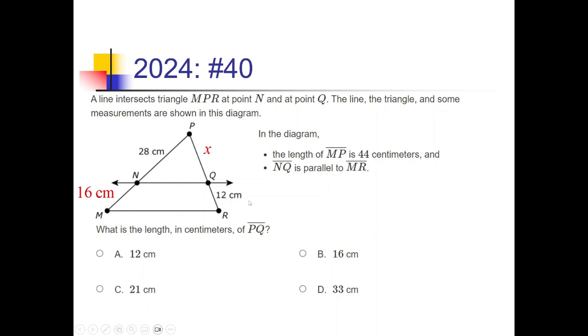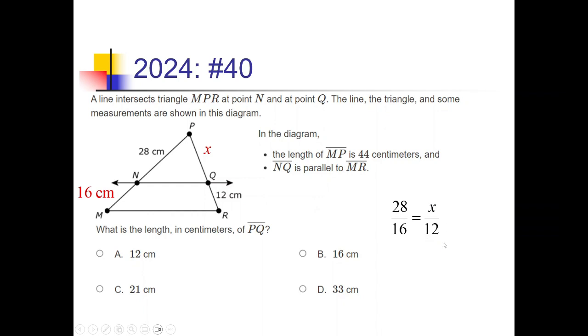28 over 16 is equal to X over 12. That is my proportion. I've got top over bottom equals top over bottom. These sides should be in the same ratio to each other. And now I just have to solve this for X.